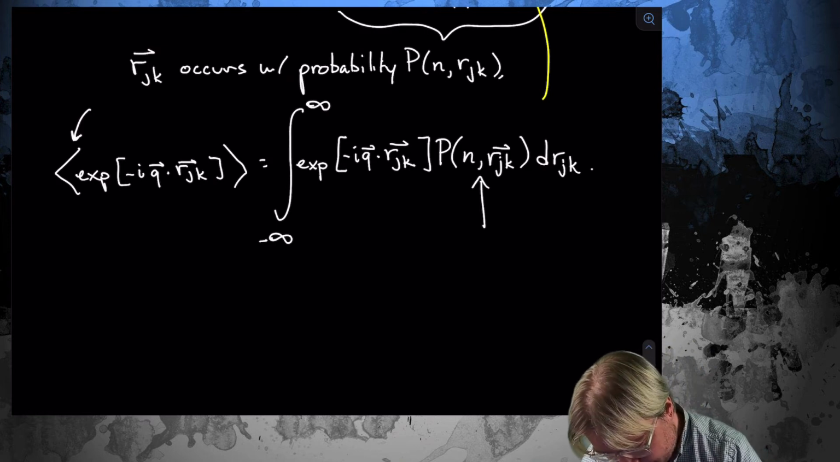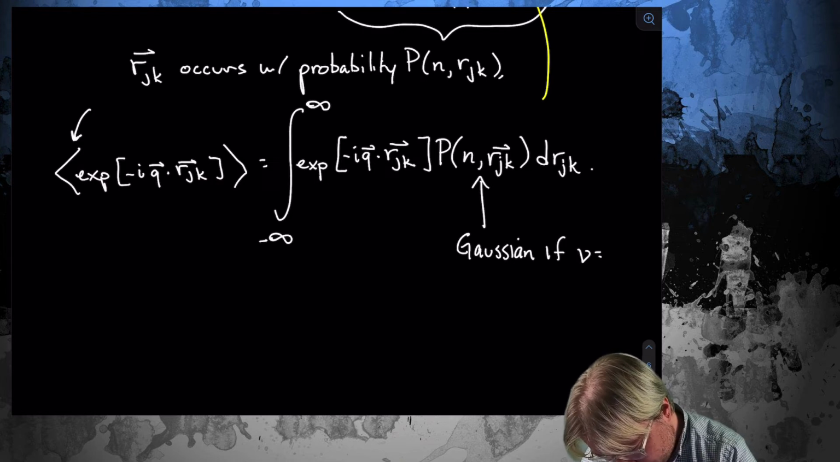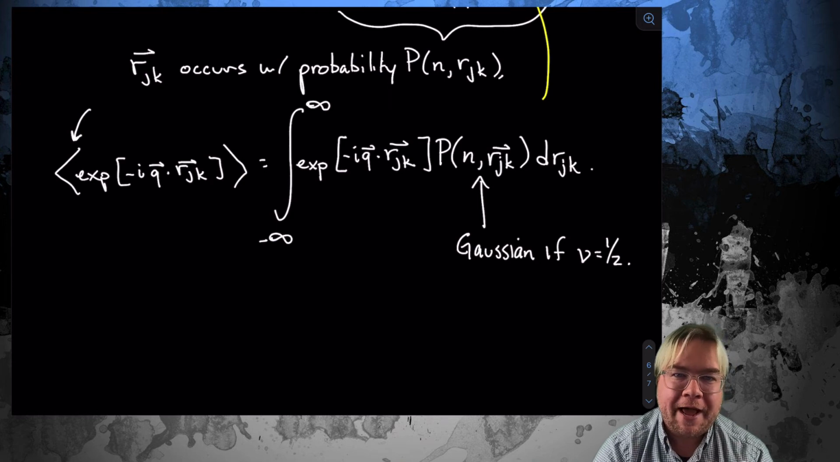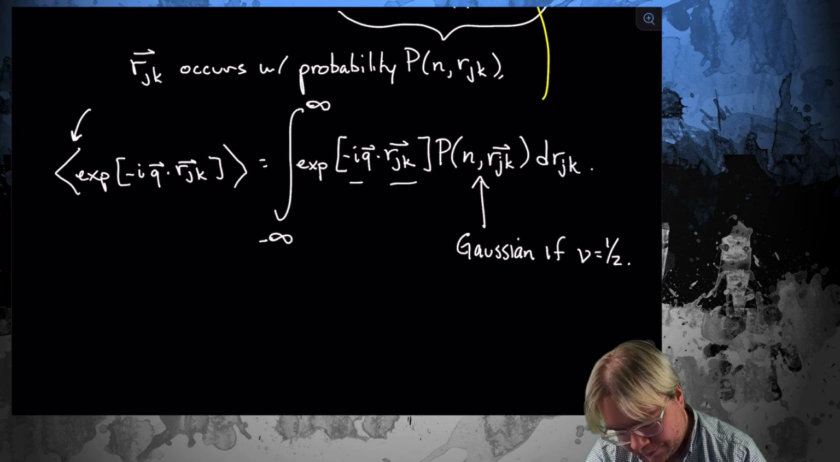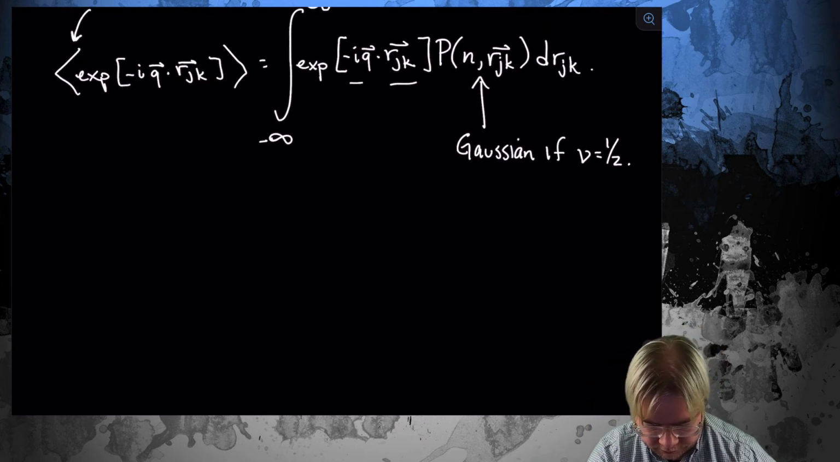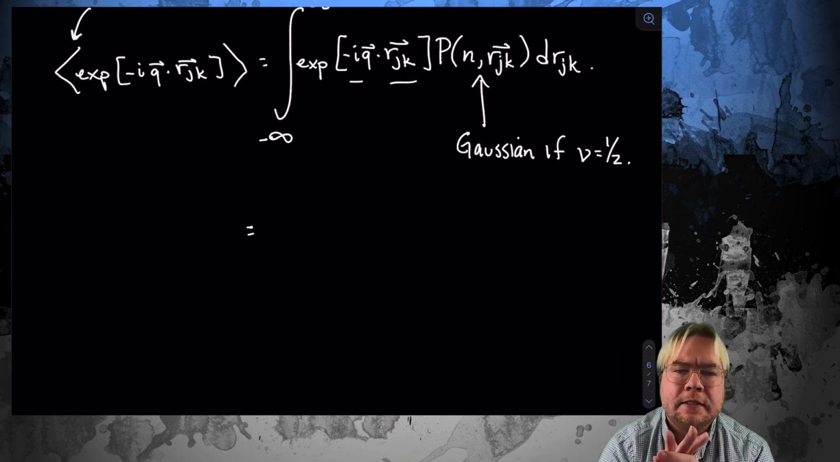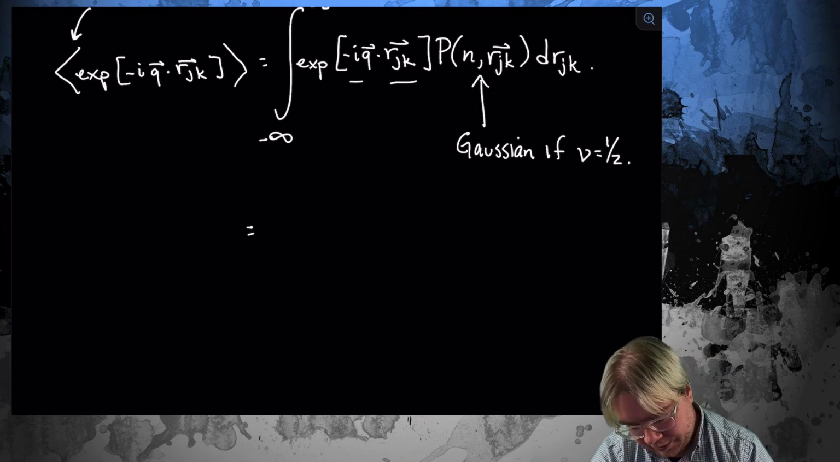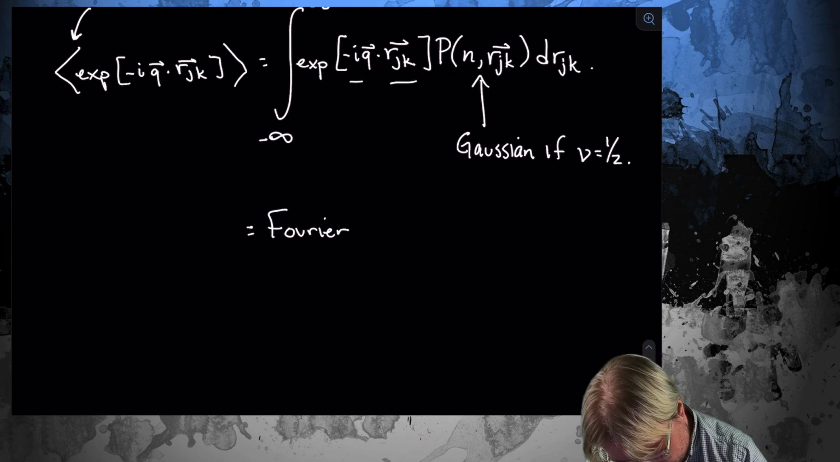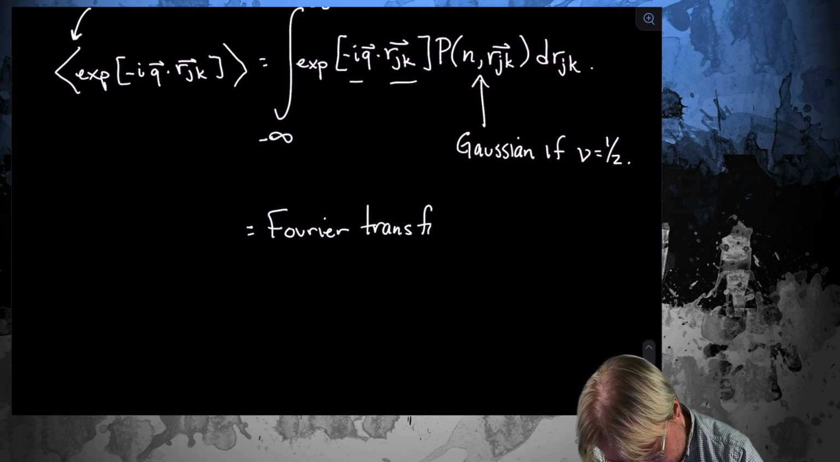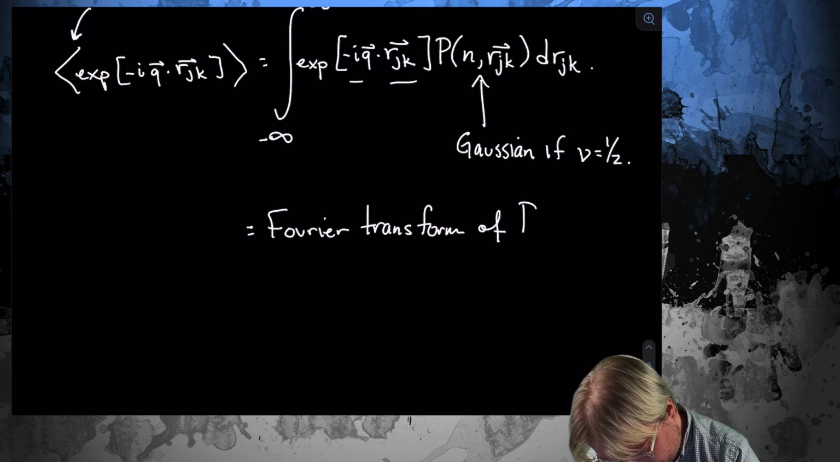So again, this function here is a Gaussian if nu is equal to 1/2. If nu is not equal to 1/2, we will assume that it's a Gaussian. E to the i q dot r times that probability distribution. I want you to stop for a minute and think back. You must have had this at some point, probably in differential equations. This is by definition a Fourier transform. So this is the Fourier transform of the probability of n, r_jk.